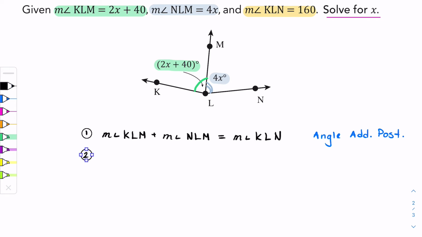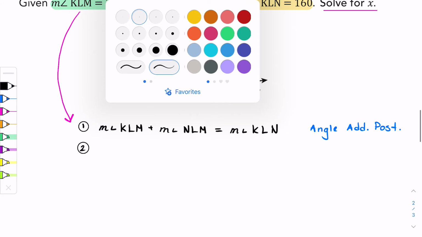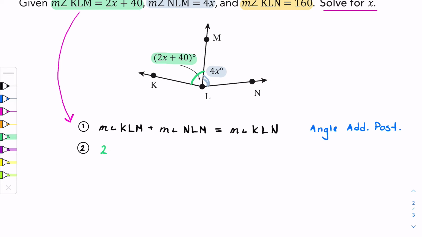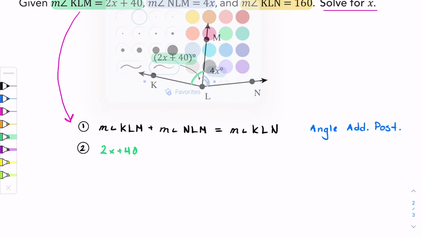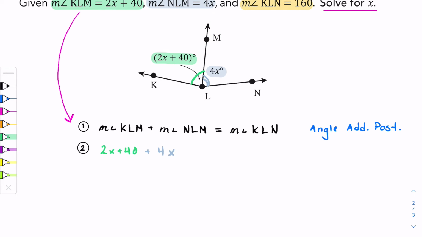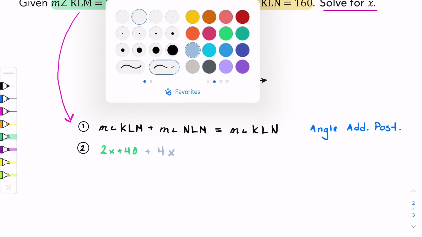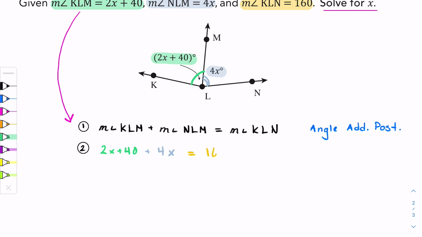For the next step, I'm going to take all of my values and I'm going to substitute them into the angle addition postulate. I'm going to substitute in 2x plus 40 for KLM. I'm going to substitute 4x for NLM, and I am going to substitute in 160 for KLN. And our justification here is the substitution property of equality.